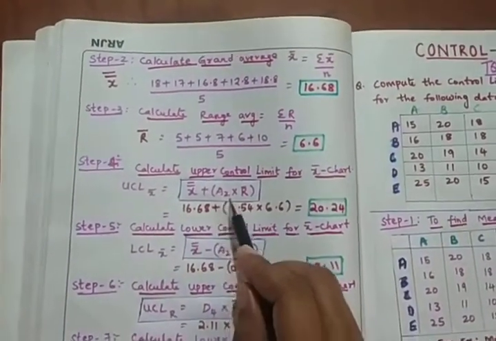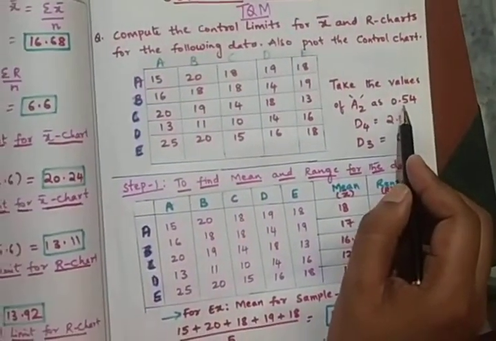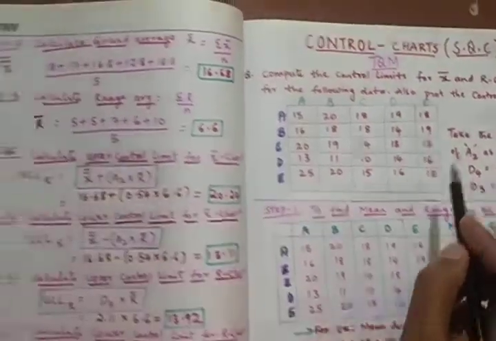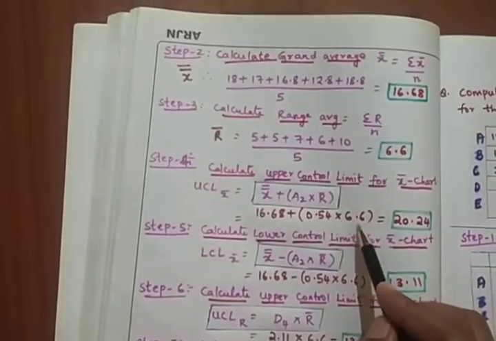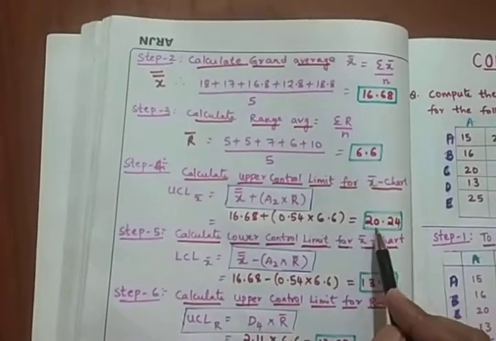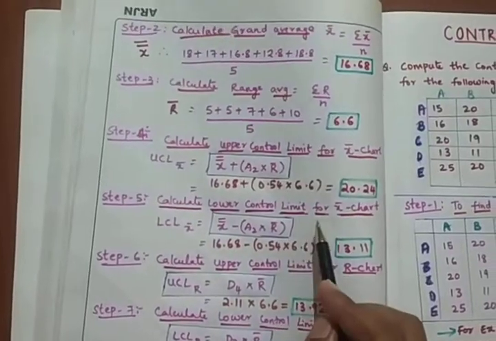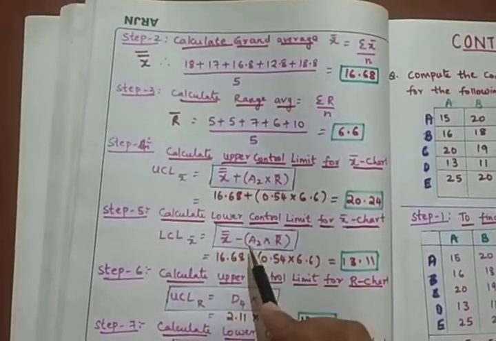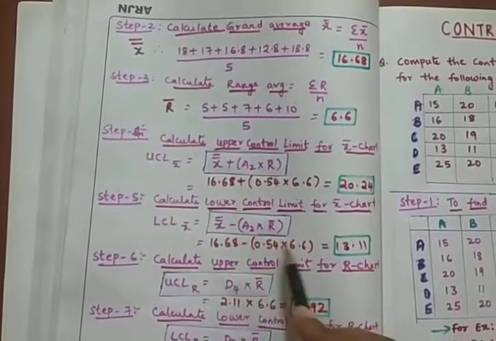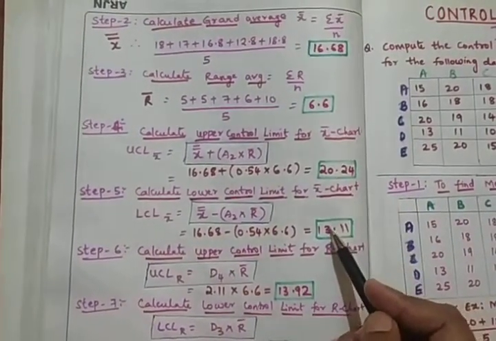X double bar we have already calculated as 16.68, right, plus the A2 value is already given in the problem. That is what I said, while we solve the problem these values are used. So the A2 value is 0.54 into the R bar range value, you got it as 6.6. So therefore you got the upper control limit value as 20.24. Similarly you need to calculate the lower control limit just by changing the positive sign into the negative sign. So therefore you get the value as 13.11. So we have calculated UCL and LCL for X bar.